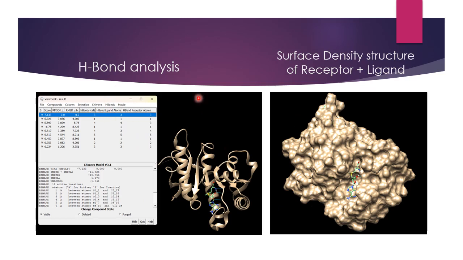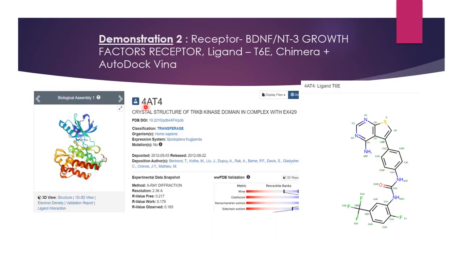So this is the hydrogen bond analysis. So I also did the hydrogen bond analysis. So you can see the number of hydrogen bonds is listed in front of the scores. So these are the hydrogen bonds depicted in the picture, and this is the surface density structure of the receptor plus ligand. This is the demonstration two.